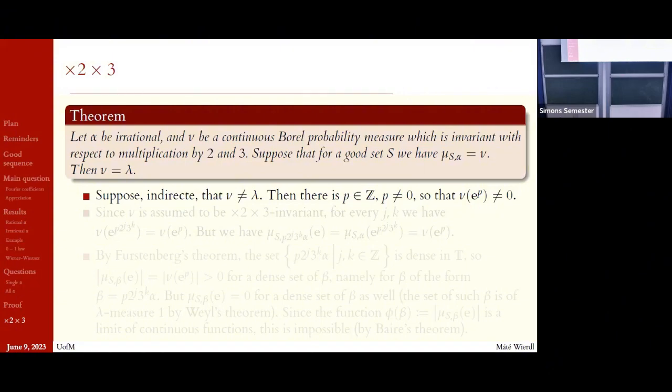let's say that alpha is irrational and mu is a continuous Borel probability measure which is invariant with respect to multiplication by 2 and 3. Suppose that for a good set S, the limit measure at our given irrational alpha is equal to mu. Then mu must be the Lebesgue measure.